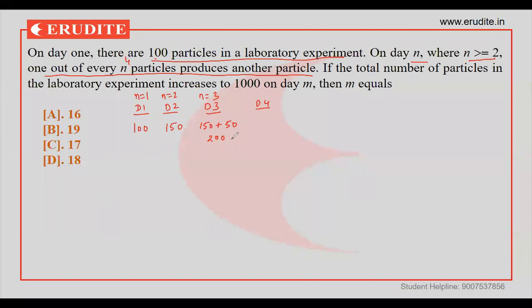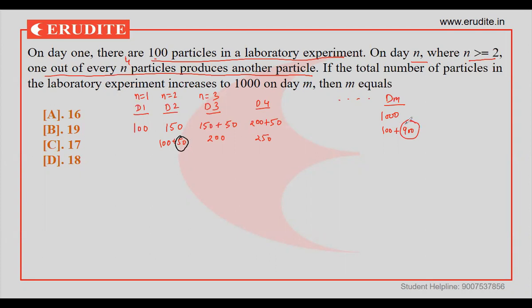On day 3, the total population was 200, and every fourth particle produces one, that means 200 by 4, 50 particles are producing one extra particle each. So again 50 particles are going to be produced. So on day 4, that is 250 particles. So you can see that, guys, from day 2, every day 50 particles are increasing. And on the mth day, the total particles are 1000. With respect to the first day, 900 particles have been added, and each day 50 particles are increasing.